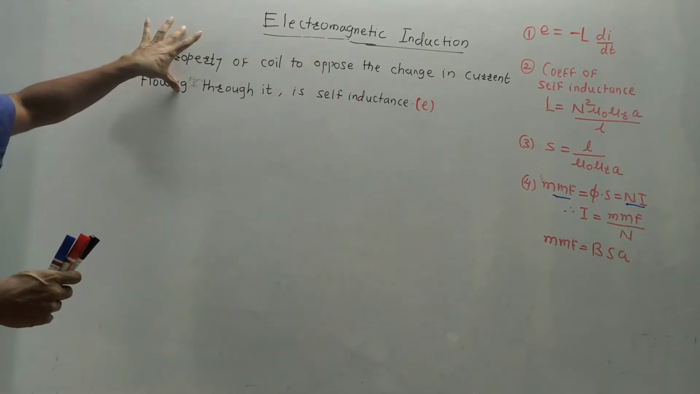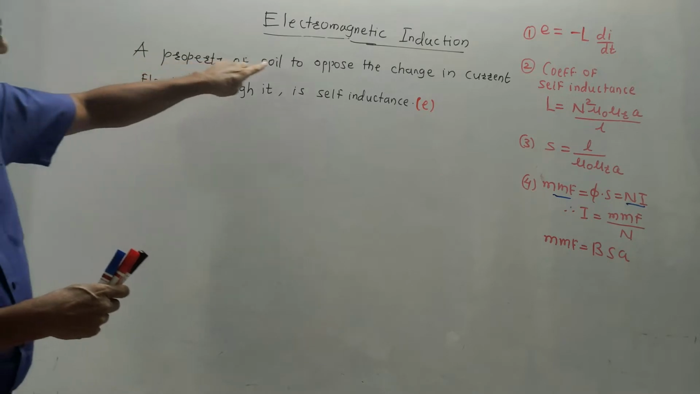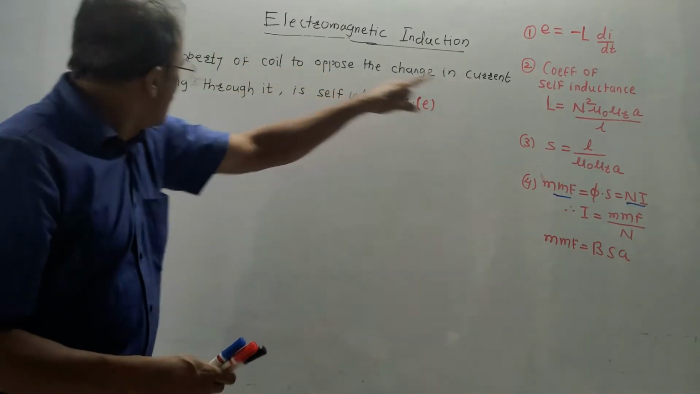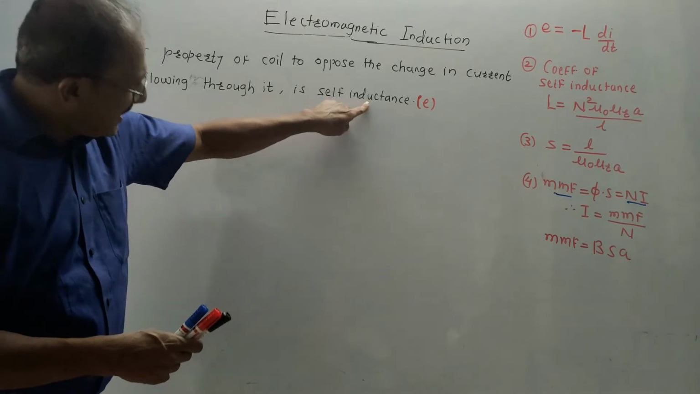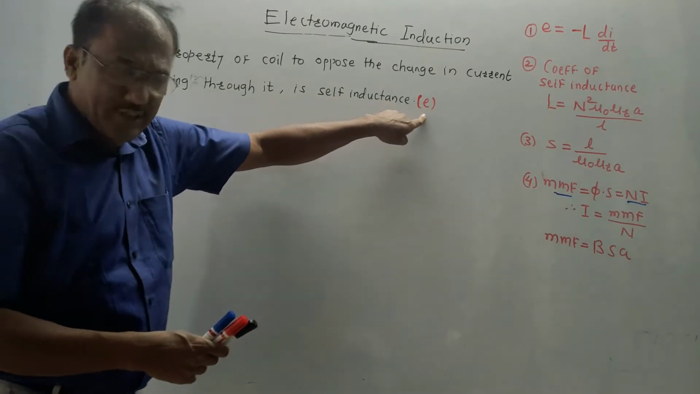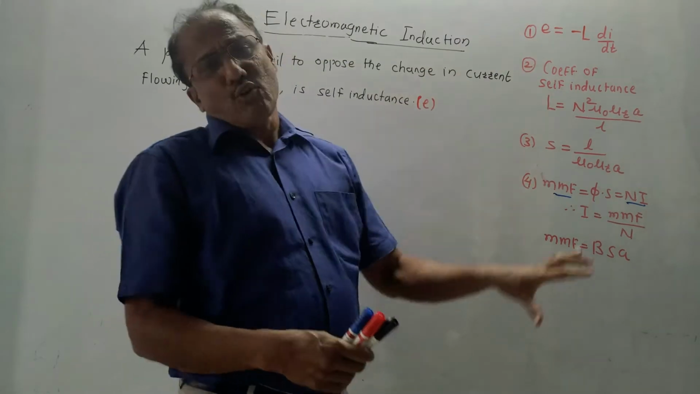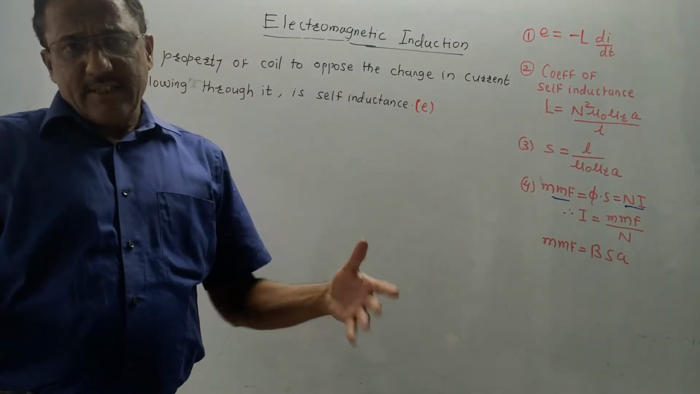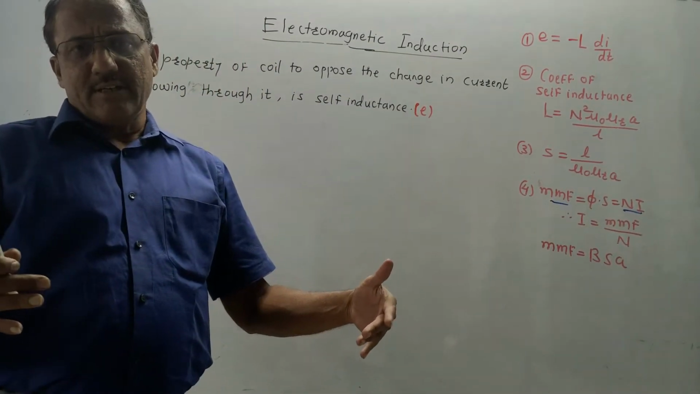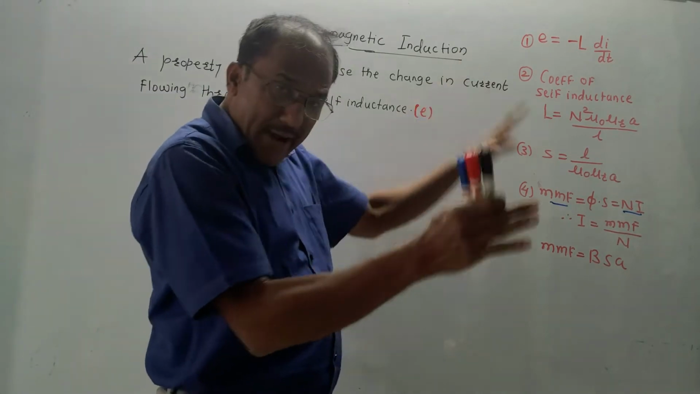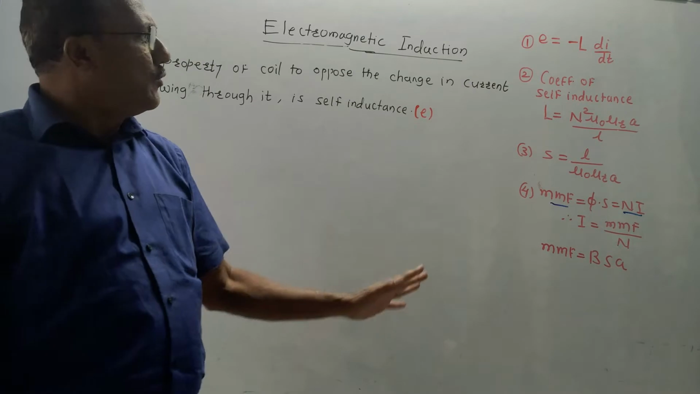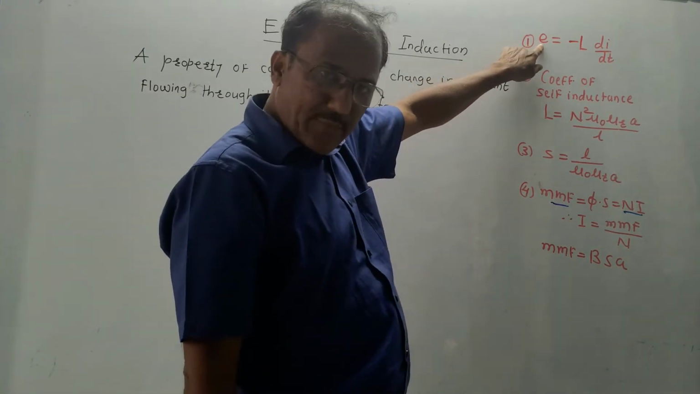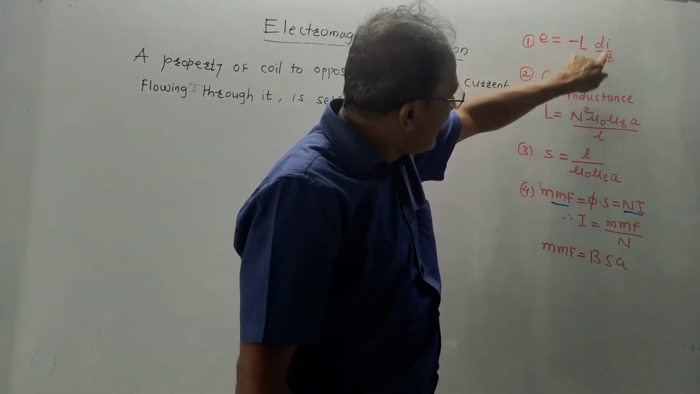First, we will discuss one definition. A property of a coil to oppose the change in current flowing through it is self-inductance. Self-inductance is denoted by small e. I have made a list of formulae. Do remember, there are plenty of formulae in this subject, but I have made the list of only those formulas which are required for solving the numerical. So first is E, that is self-inductance, is minus L di by dt.